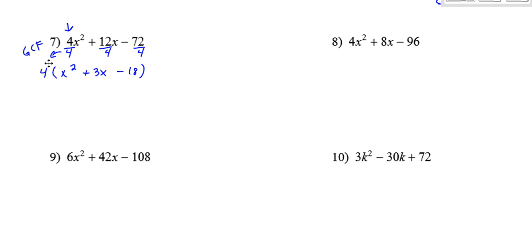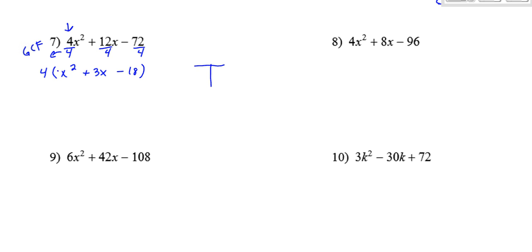Think about when you distribute, you do 4 times x would give you 4x squared, 4 times 3 gives you 12x, 4 times -18 gives you -72. Well, when you factor something out, you're reversing it. You're undoing that multiplication, that distribution. So that 4 is going to be part of the final answer. That's important. But the rest of it now is just like all the other questions that we just did.